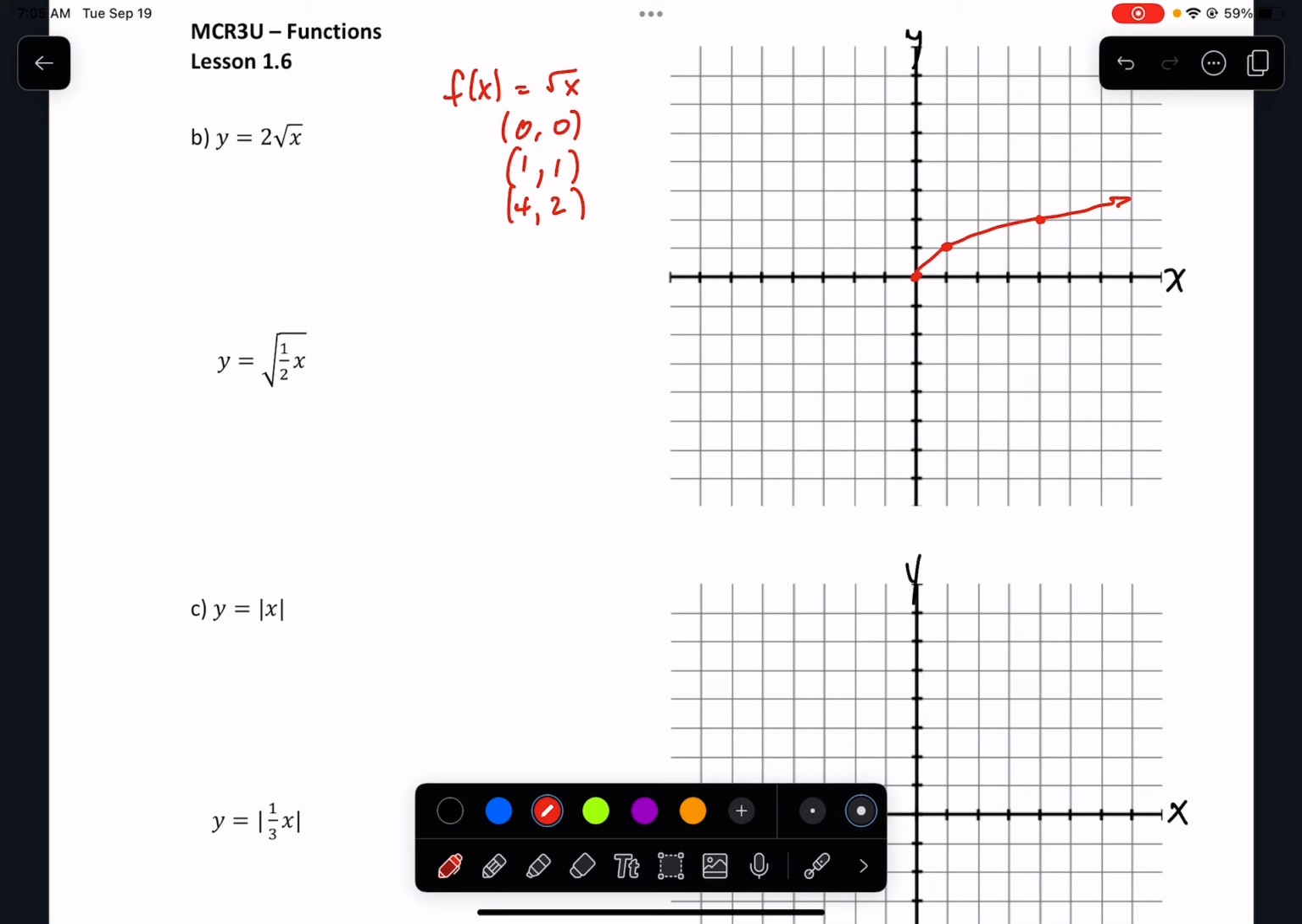Okay, so same thing, we're going to do the exact same work that we just finished doing. In the top equation, that's a vertical stretch by a factor of 2. So let's vertically stretch this graph by a factor of 2. So 0 is going to stay at 0, 1 turns to 2, and 2 turns to 4.